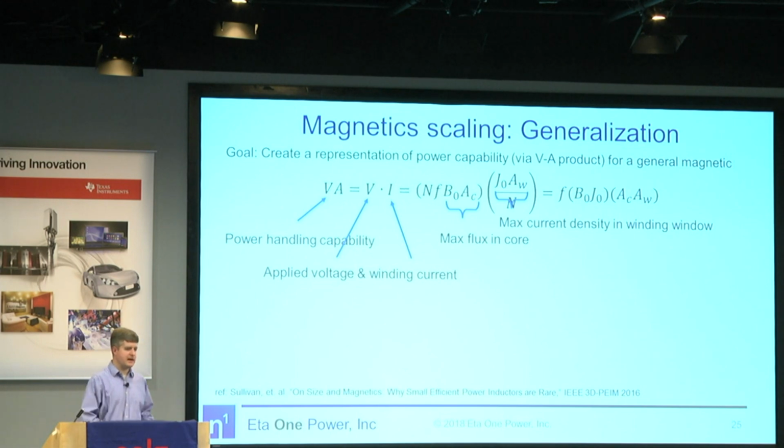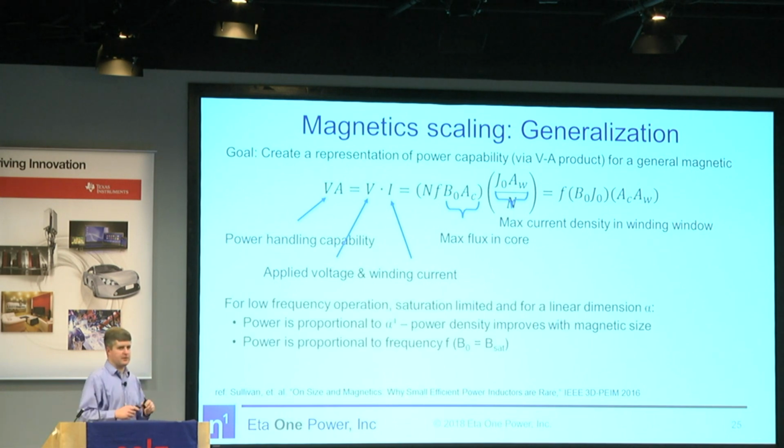If you work this out, and this is all from the paper you can obtain from Dr. Sullivan's website, the voltage is related to the maximum flux in the core, given by the maximum flux density times the core area. And then we're looking at the current in the winding window, which is a similar expression. The turns ratio cancels out, so it's very generalized. It's not based on specific voltage values or current values. And we get something like this, where it's proportional to frequency and proportional to the core window times the winding window. And that's actually really interesting.